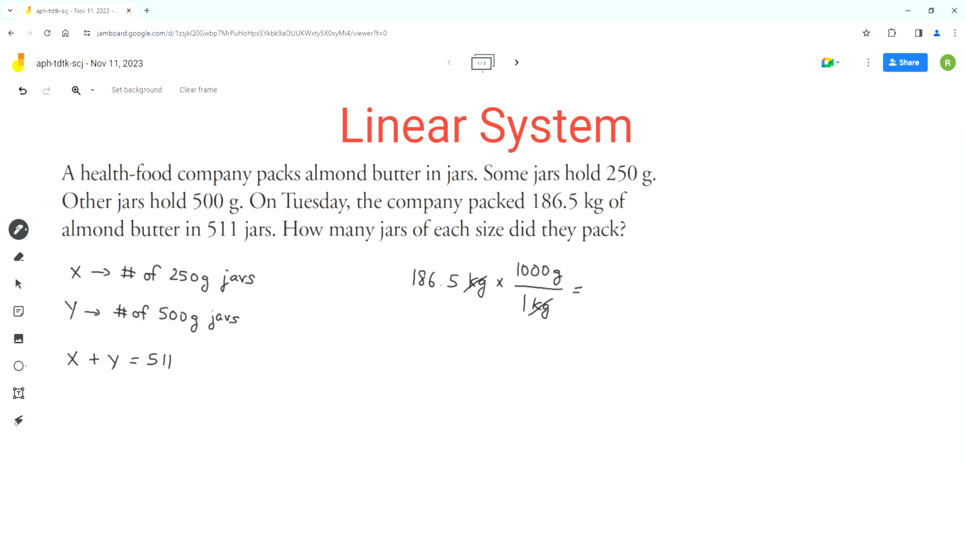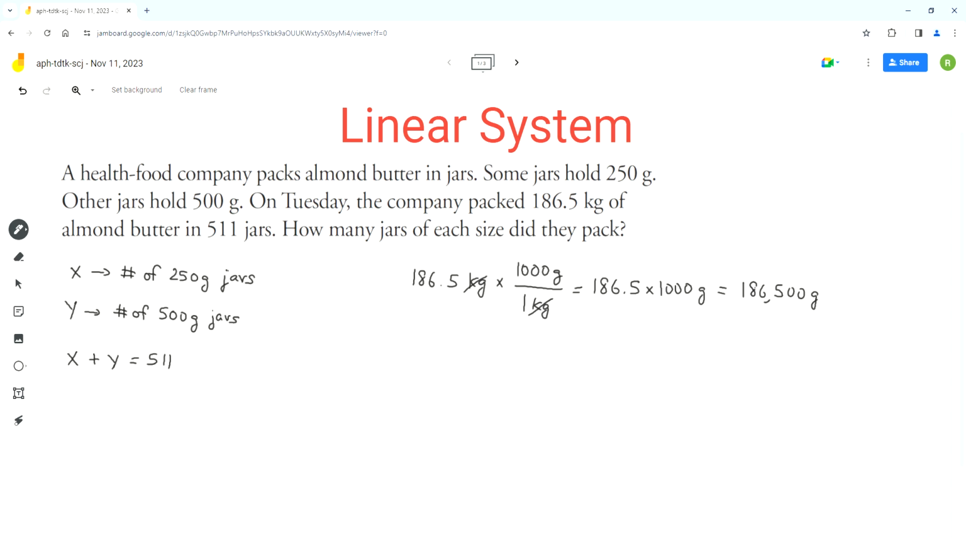We keep the kilogram in the denominator so that we are able to cancel out the kilogram units. And now we just have to multiply 186.5 by 1000 gram, which is equal to 186,500 gram. So this is the total weight of almond butter packed on Tuesday.